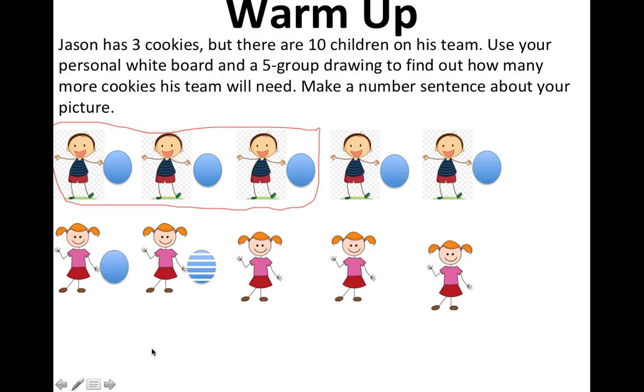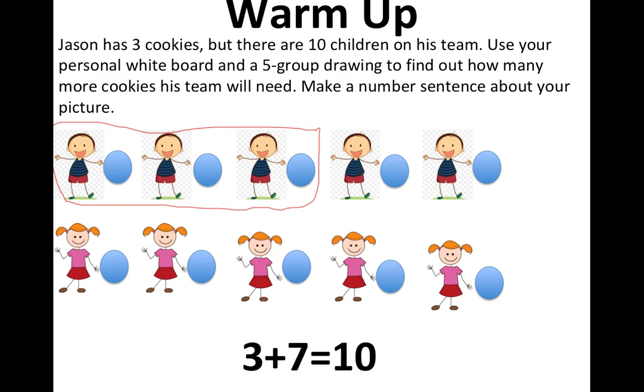So I'm giving out all the cookies to all the children, and let's count how many more he needed. 1, 2, 3, 4, 5, 6, 7. So he had 3 cookies. He needed 7 more to make sure all of his 10 friends had 1 cookie per child. So the number sentence that would go with it is 3 plus 7 equals 10. 3 plus 7 equals 10. This is easy peasy because we've been doing something like this since the last couple of problems.